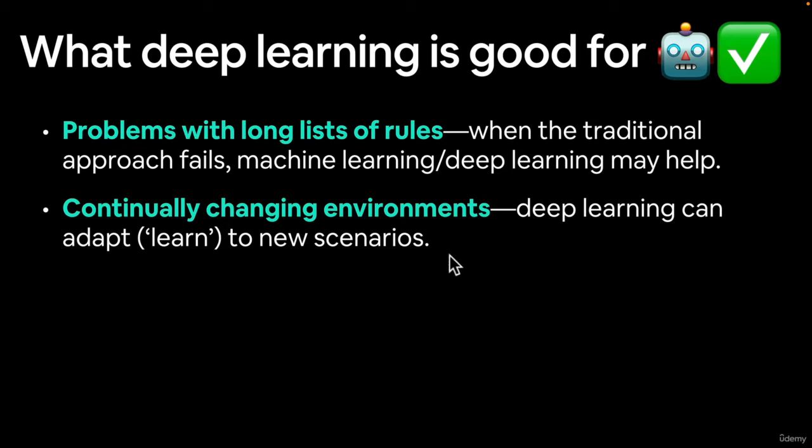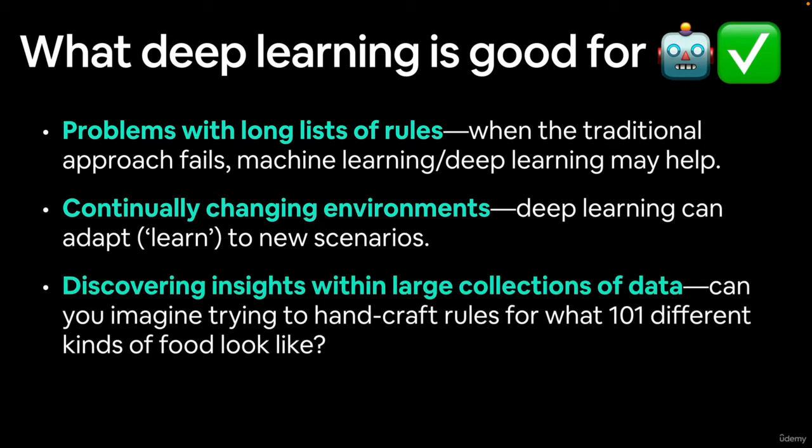These kinds of things. So, problems with long lists of rules, continually changing environments, or a large dataset, this is where deep learning is flourishing in the world of technology. So let's give an example. One of my favorites is the Food 101 dataset, which you can search for online, which is images of 101 different kinds of foods.